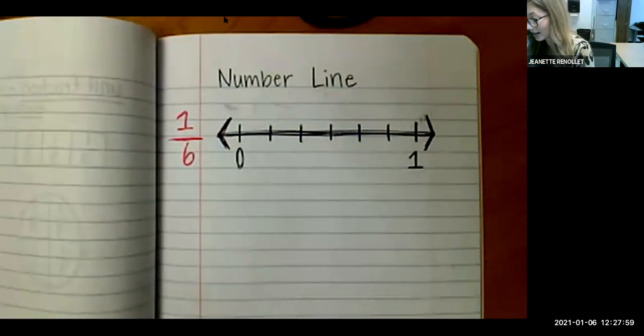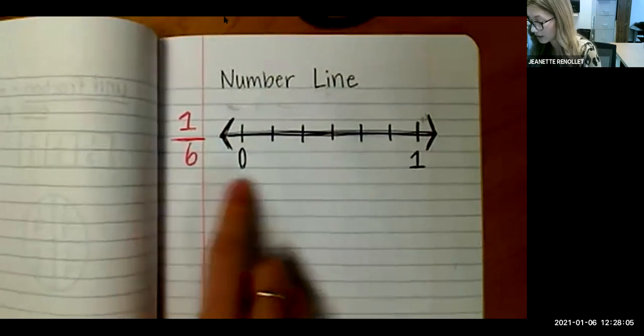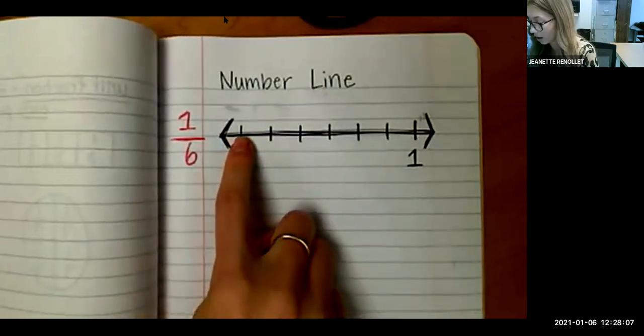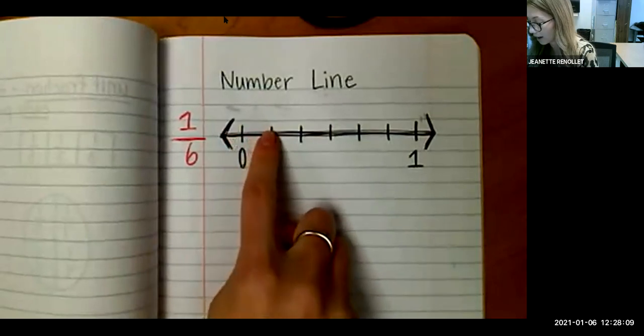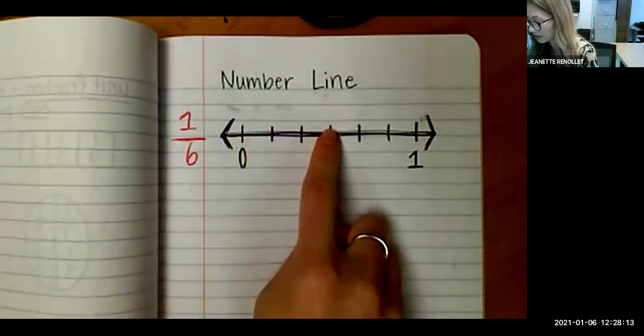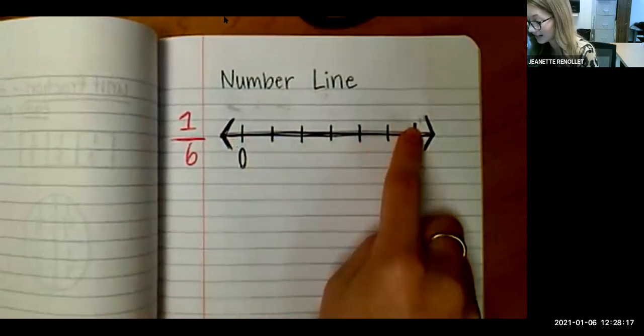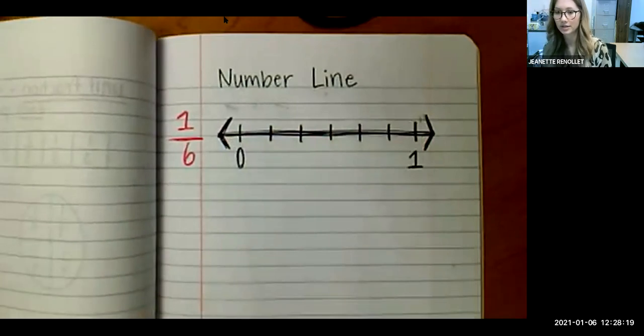Let's double check and count the jumps or spaces to make sure we have 6 equal spaces. Start at 0 and count the jumps. 1, 2, 3, 4, 5, 6 equal parts. Perfect.